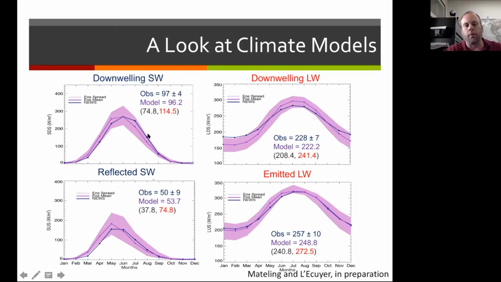But the other thing I want to point out here is that when you look at the spread across models, there's still a fairly surprisingly large spread, I would say, between models. For example, if you look at the reflected shortwave radiation, even on the annual mean, there's a factor of 2 between the lowest estimate out of the CMIP-5 models and the highest estimate of the CMIP-5 models. And you can see that that's even bigger depending on what time of year you actually look at the spread.